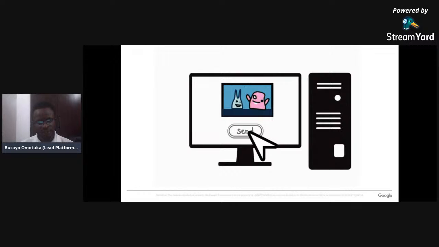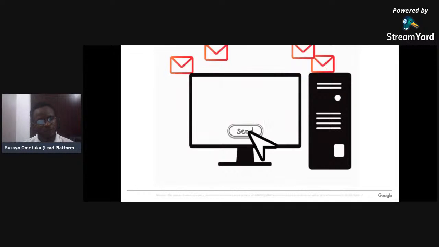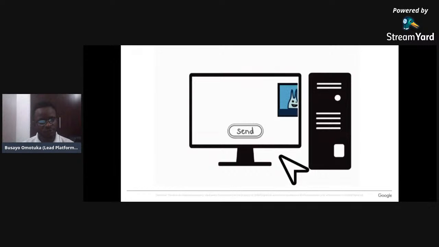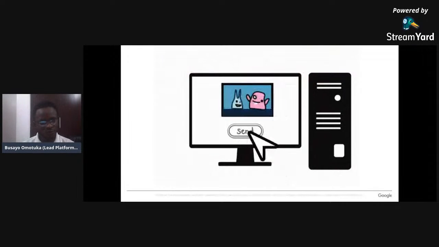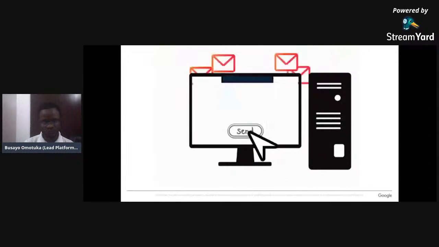So, like the sample we are seeing on our screen, this image is used to demonstrate what happens when you send information out. So the information no longer belongs to you. Once you send it, it goes viral, and you no longer have any control over it whatsoever. So let's go to the next slide and see more examples.